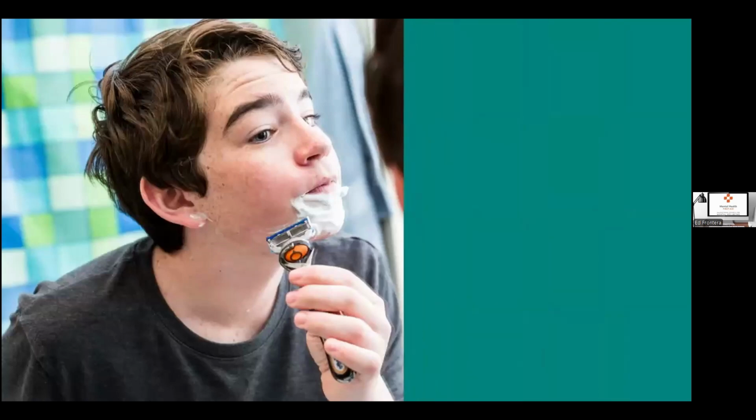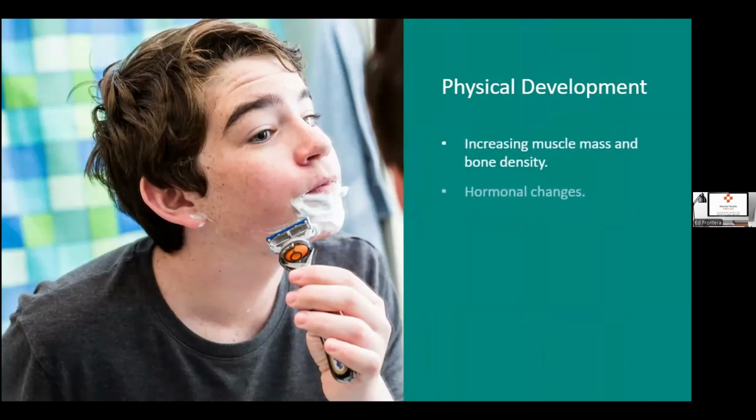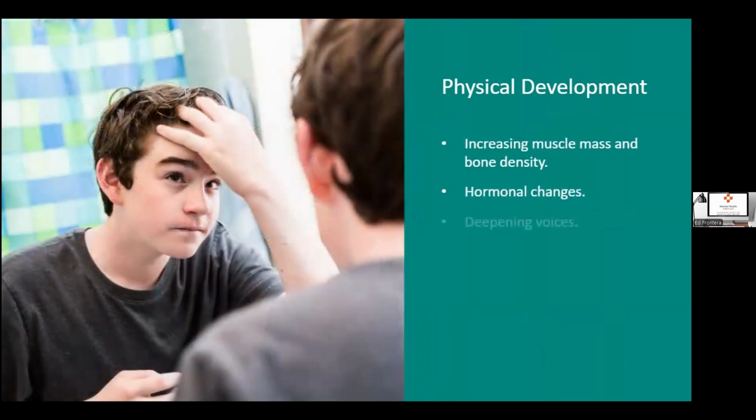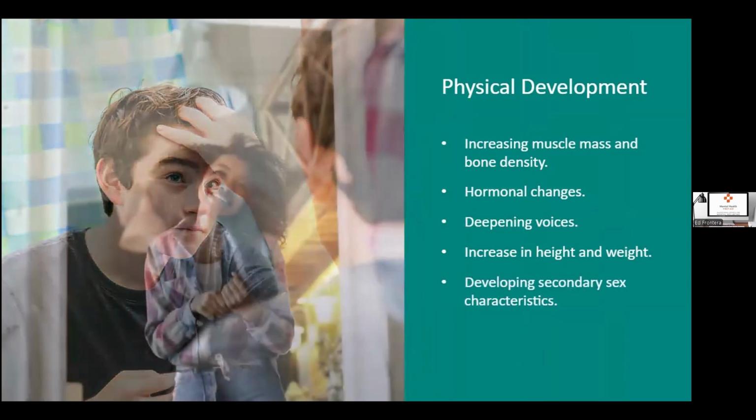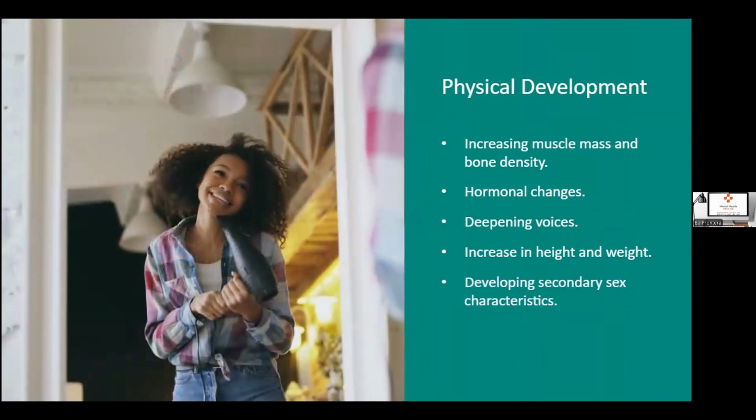In adolescence, the body can change minimally or drastically. Some common physical developmental changes in adolescence include an increase in muscle mass, bone density, hormonal changes, changes to the octave levels of the voice, increase in height and weight, even changes to shape of the body, developing secondary sex characteristics, such as pubic hair, breasts, and widened hips in biologically female bodies, and facial hair and Adam's apples in biologically male bodies.